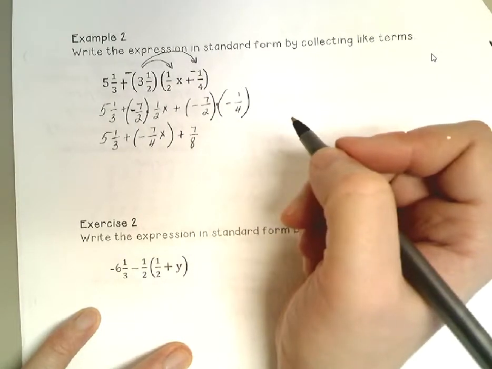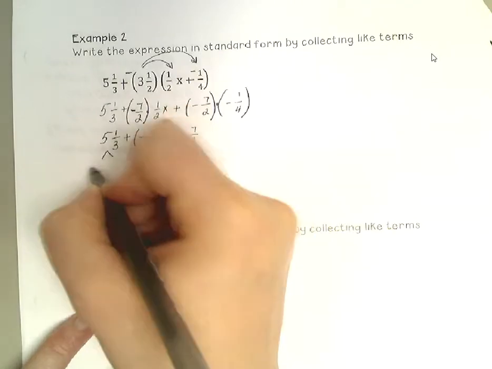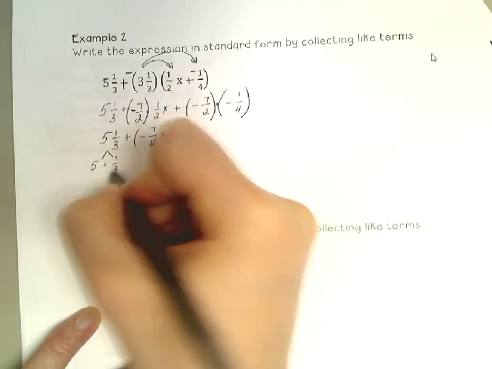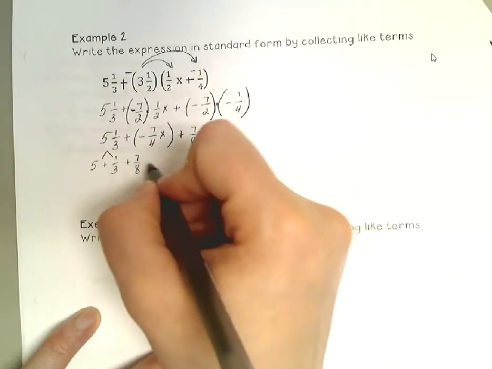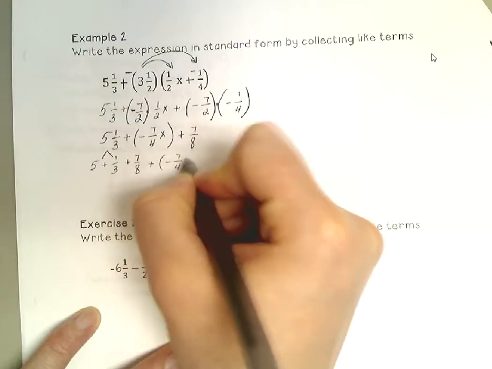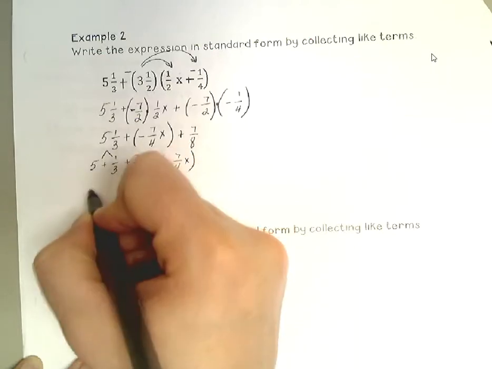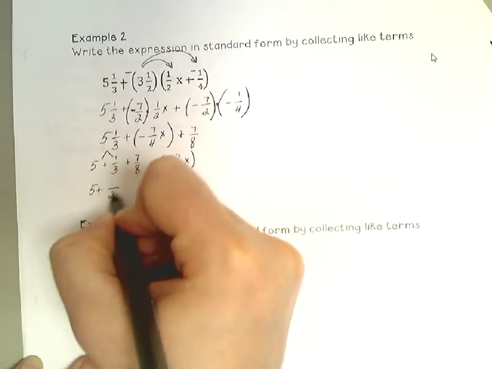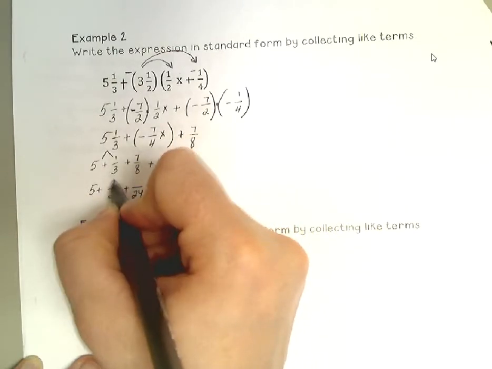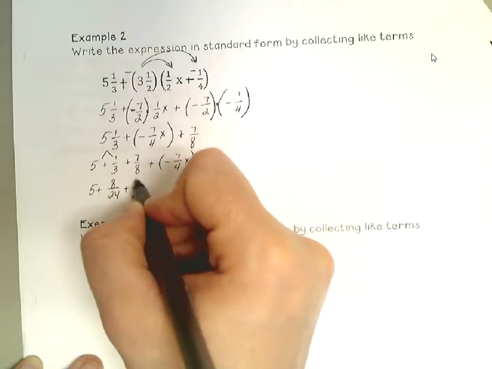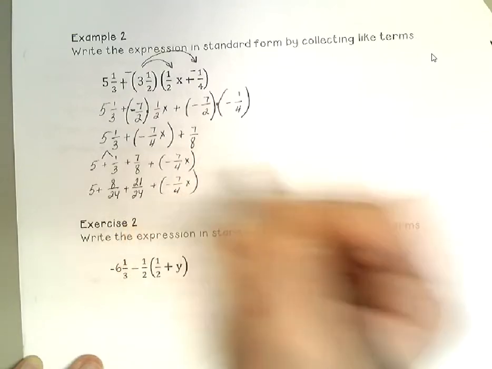Okay, so now I see like terms that I actually can combine. I will decompose 5 and 1/3 into 5 plus 1/3, and I would add 7/8 to it. Using the commutative property, I'm going to just switch them around, plus negative 7/4 x. All right, the common denominator is 24 here. So 5 plus 8/24 plus 21/24. 3 times 8 is 24, so 1 times 8 is 8. 8 times 3 is 24, 7 times 3 is 21. And then I'm adding negative 7/4 x.